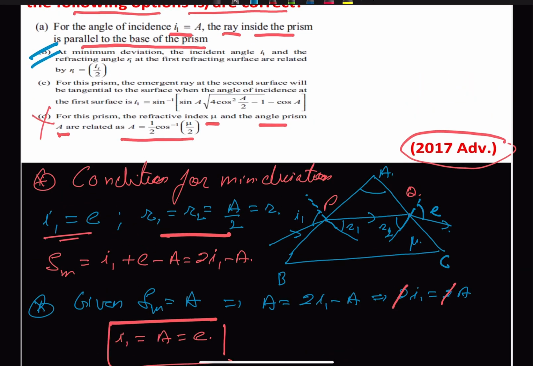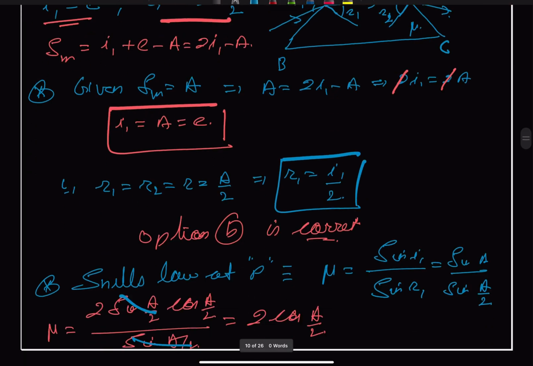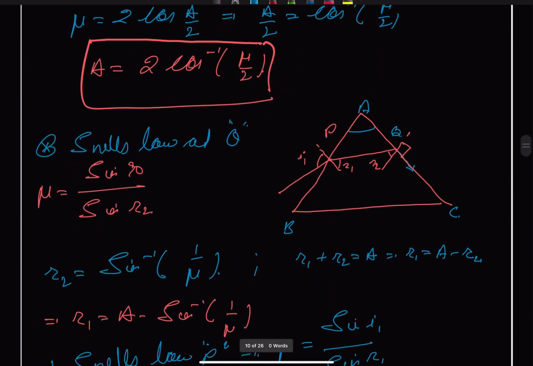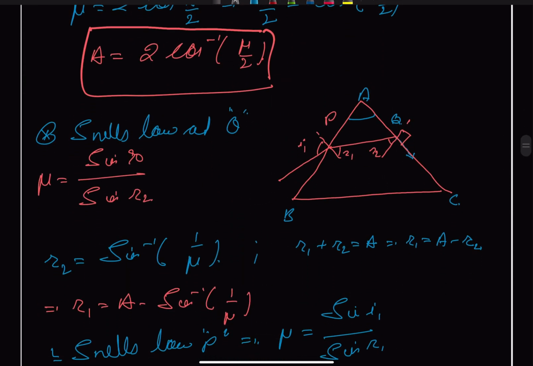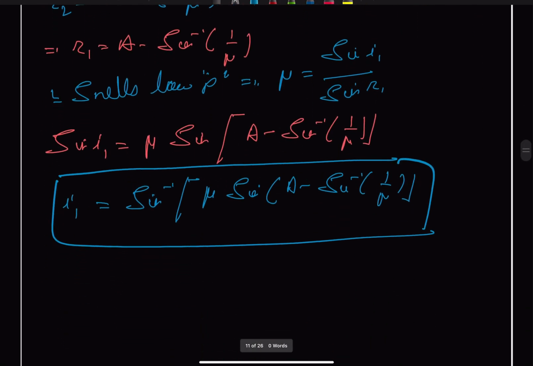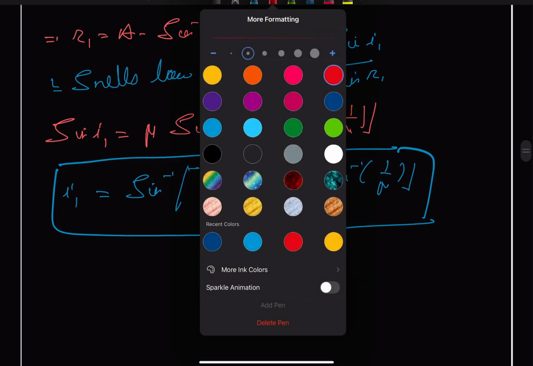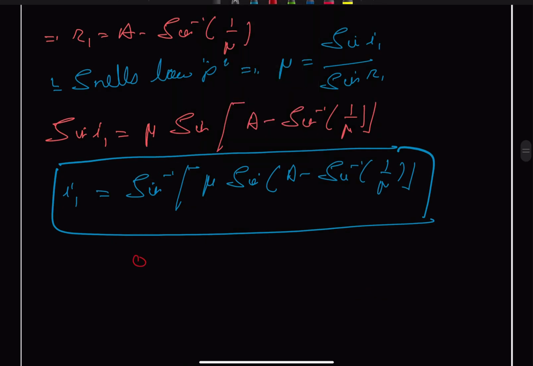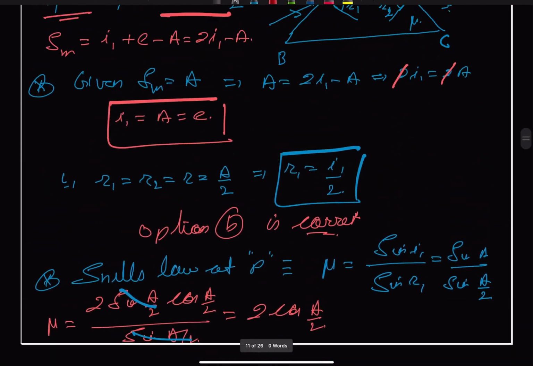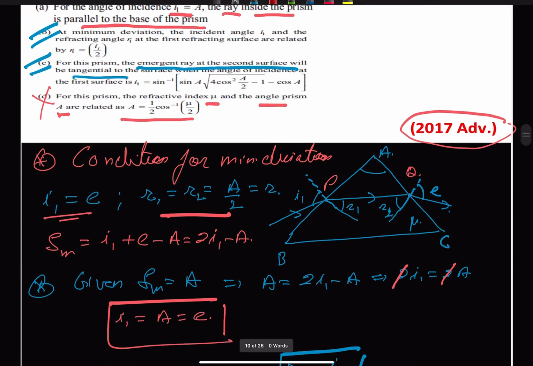So option number C is the correct one, because here it says that the emergent ray at the second surface will be tangential. Okay, so this is our tangential ray, and for tangential ray we can say the angle of incidence is given by this. So we can say option number C is correct. Yeah, option C is correct.